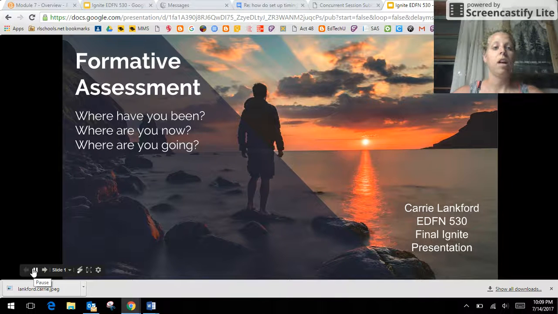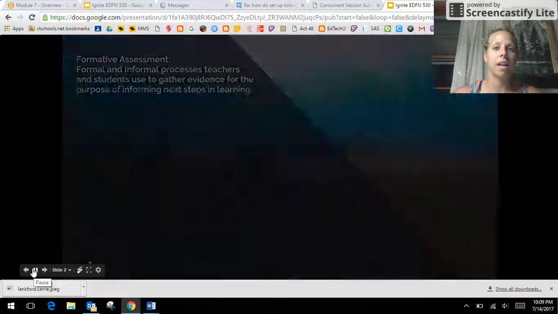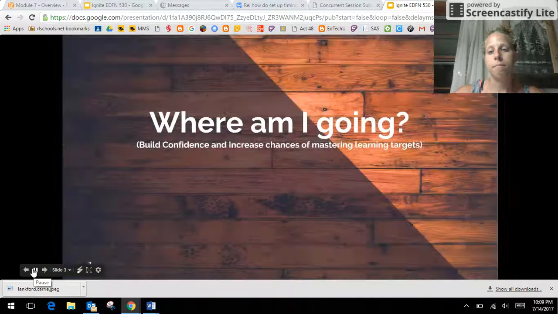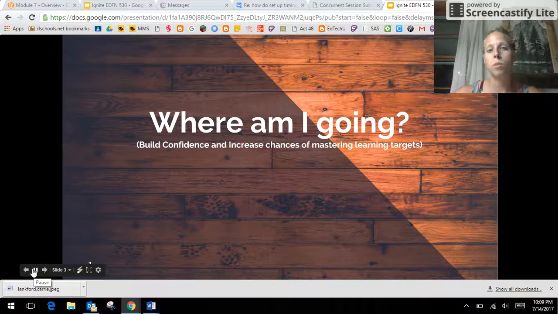I'm looking at formative assessment as a whole: where have you been, where are you now, and where are you going, which is a little play on the three main questions we had. So formative assessment is formal and informal processes teachers and students use to gather evidence for the purpose of informing the next steps in learning. You can gather them in many different ways. And so the main thing is, where am I going? The idea behind this is to build confidence and increase chances of mastering the learning targets that are set forth.